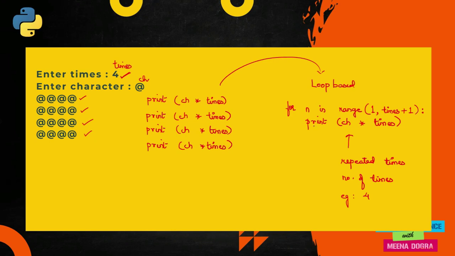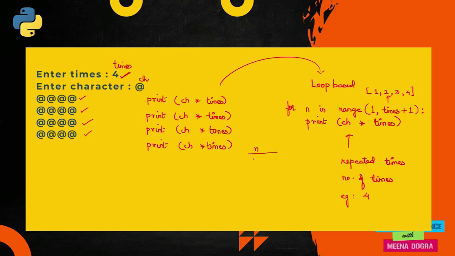So now let's check. My loop is over. How many times will this loop run? For example, if times stores 4, range will be generated as range 1 comma 5, times plus 1 becomes 5, and this is going to give me the integers 1 2 3 4. A list of integers 1 2 3 4. Now how will this loop run?